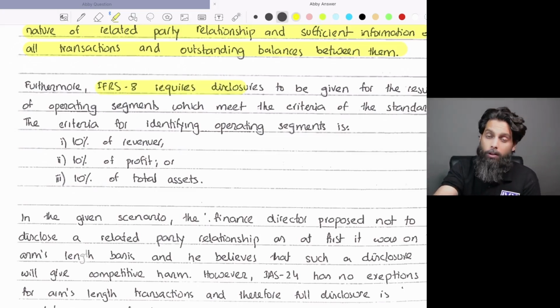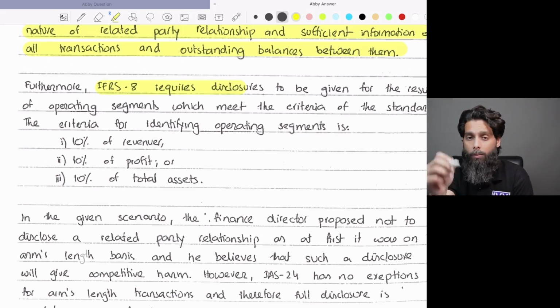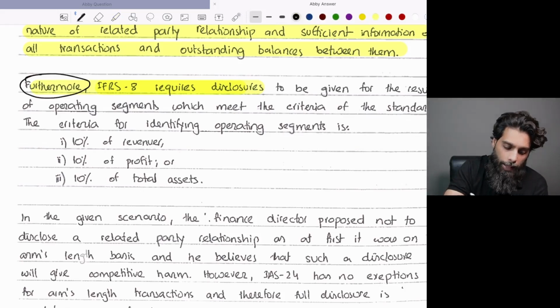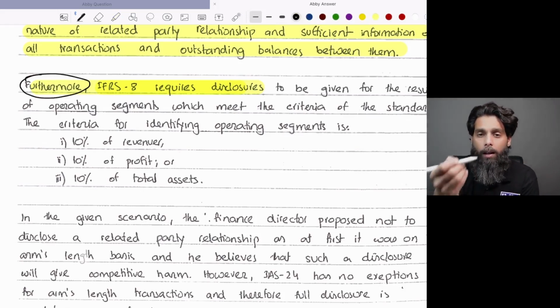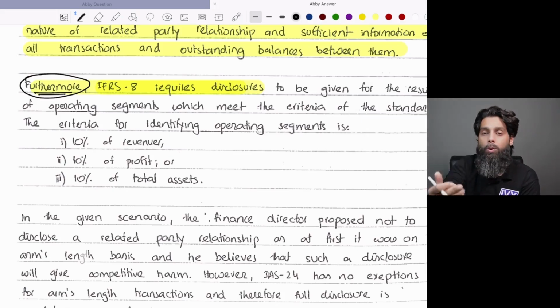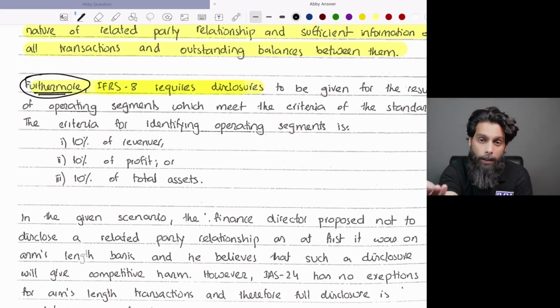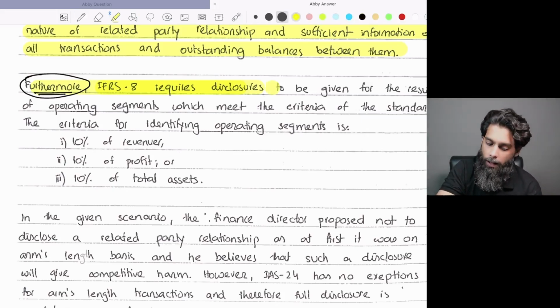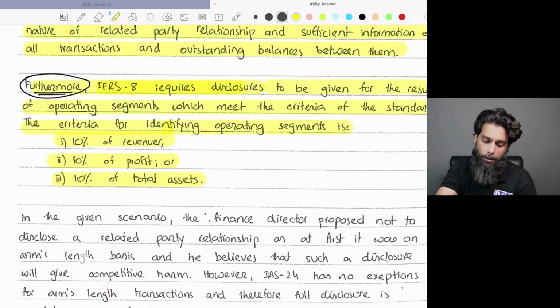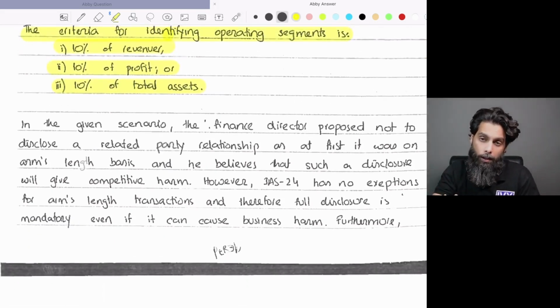Furthermore, IFRS 8, the next accounting standard which was the subject in this question. Always try to use words like furthermore, moreover, however. These kinds of joining words always help you continue your answer. So furthermore, IFRS 8 requires disclosures to be given for the results of operating segments which meet the criteria of the standard. The criteria for identifying operating segments are 10% of revenue, 10% of profit, or 10% of total assets. This is the definition for reportable segments.